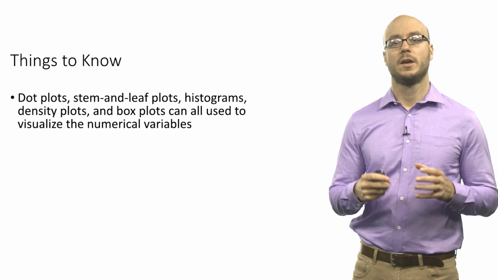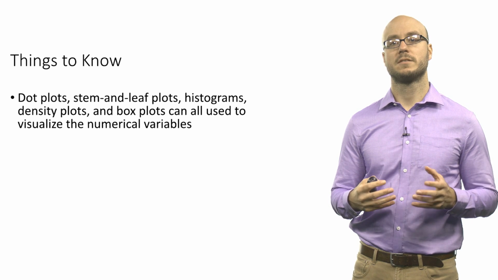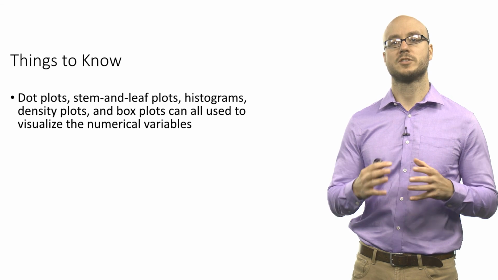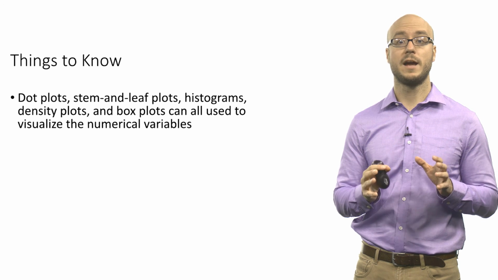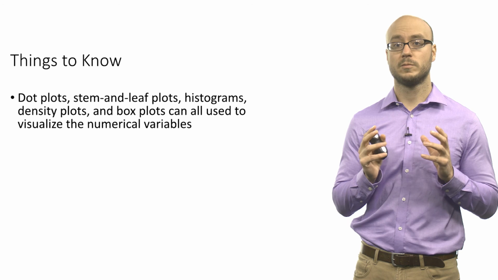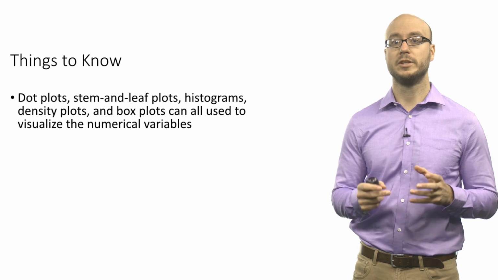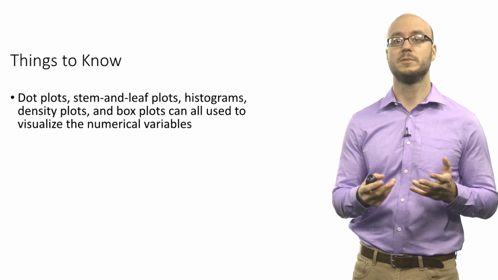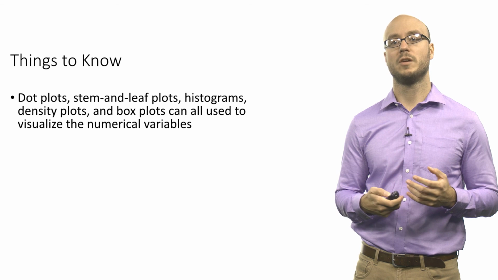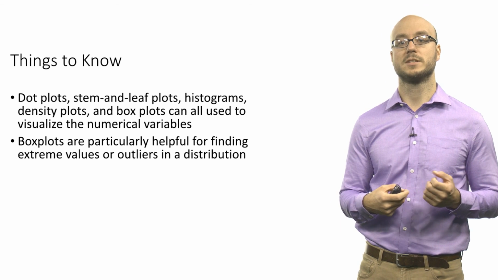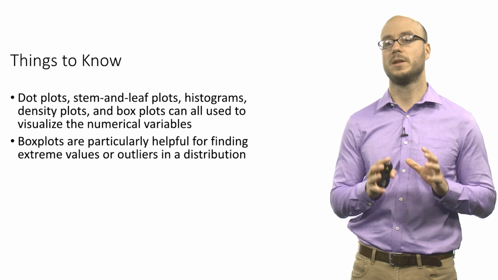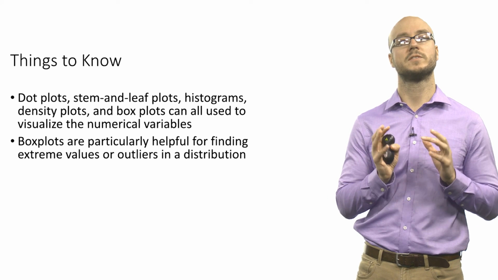Things to know for this week in terms of visualizing numerical data. Dot plots, stem and leaf plots, histograms, density plots, and box plots are all used to visualize numerical variables. We don't use bar graphs or pie graphs to look at numerical data. We use these kinds of plots that we just discussed. Especially when you have larger data sets, we use histograms or density plots or box plots. Dot plots and stem and leaf plots are better suited for smaller data sets where we have a smaller number of observations.